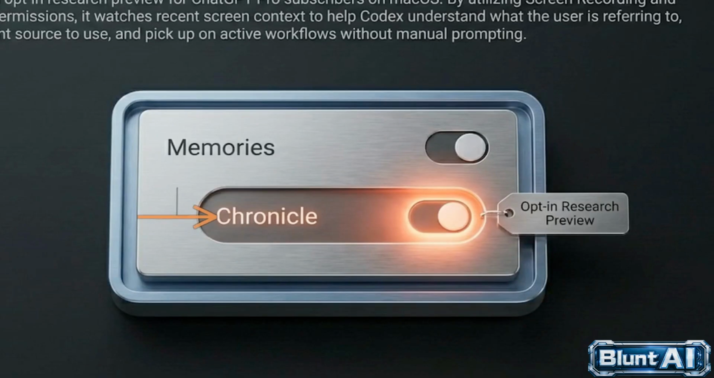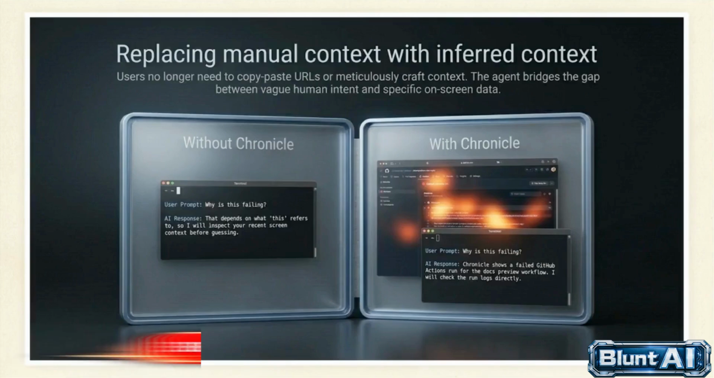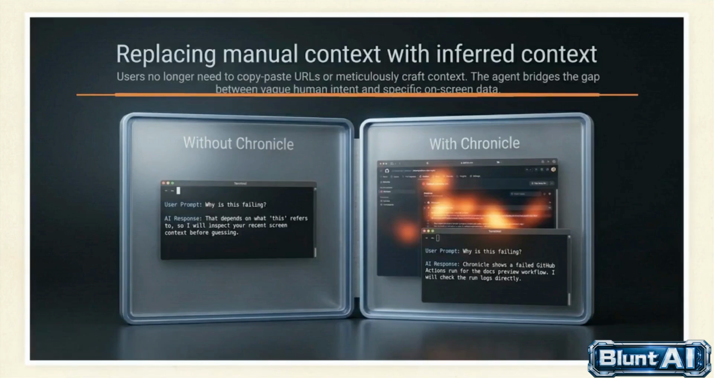OpenAI is testing this leap with a feature called Chronicle. It is an experimental opt-in tool for the Codex app on macOS, designed to observe your screen context. This moves the burden of gathering context away from you, relying instead on the machine's ability to watch and record the workflow. If your code fails, you no longer have to meticulously write out the exact error parameters.